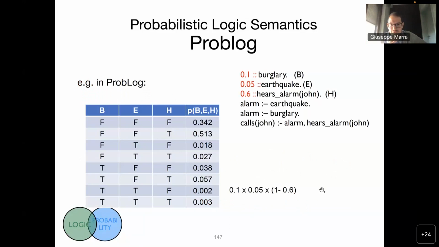And if we want to make an example, suppose that, as I said, we are only interested in the probabilistic facts B, E, and H. So we can build a table. These are all the possible models for these three values, all the possible assignments. If we pick the one before the last, and we want to compute the probability of this model, it's simply: we pick burglary equal to 1, and earthquake is true, so we pick 0.05. Here alarm is false, so we have to pick the complement, 1 minus 0.6. And we multiply them and we get the probability of this world. And we can do this for all possible worlds.